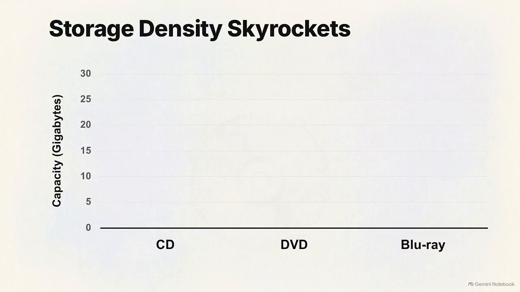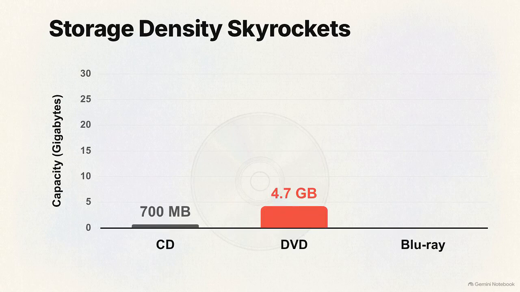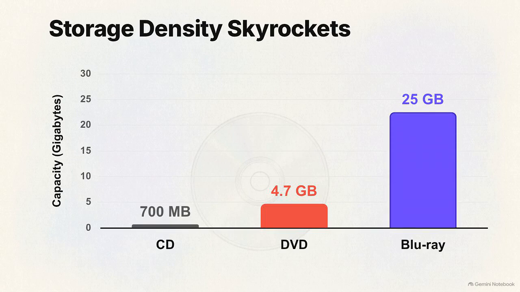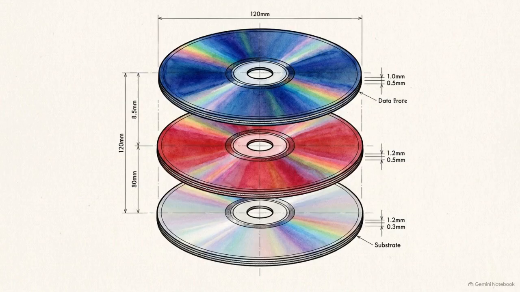This chart compares the capacity of that 12-centimeter form factor as it evolved. A standard CD holds 700 megabytes. A DVD increases that to 4.7 gigabytes, and a single-layer Blu Ray disc can hold 25 gigabytes, nearly 35 times more data than the CD. The physical canvas never grew.